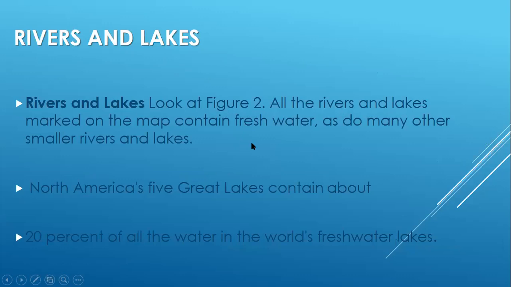So all rivers and lakes marked on the map contain mostly fresh water, and so do many other smaller rivers and lakes too. Also, North America's 5 Great Lakes contain about 20% of all of the water in the world's fresh lakes. So freshwater lakes are getting 20% inside only North America.